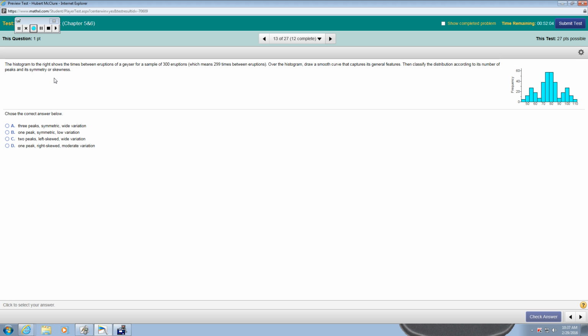Okay, the histogram to the right shows the time between events. Then classify accordingly, match this with this. So let's look at it. It's not a normal distribution because of this dip right here and this dip right here. So basically you got something like this. So what do you have? Do you have one peak with any skewness? No.